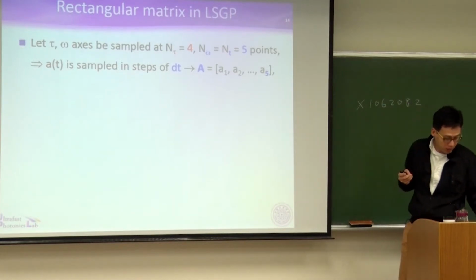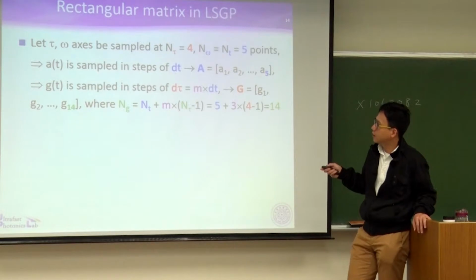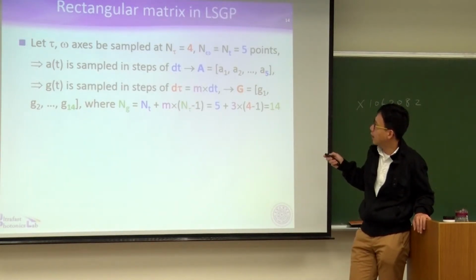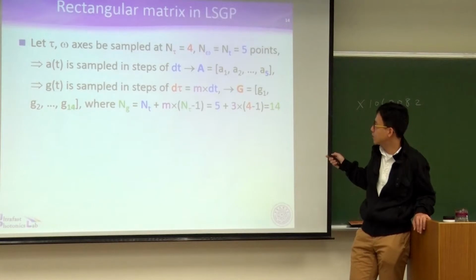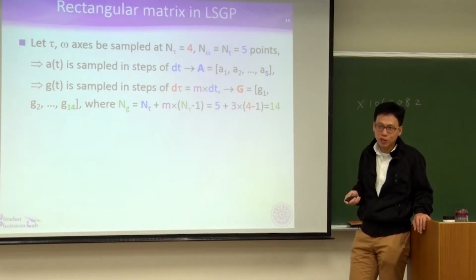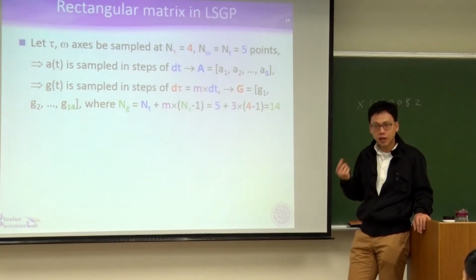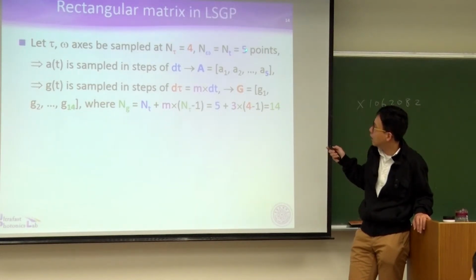Okay? But the sampling of the gate pulse is different. Be careful, G of t is not sampled at 4 points. It's neither 5 points nor 4 points. It's sampled by 14 points, according to this formula here. Okay. 所以它到底该被取样几个点，是用这个公式决定的。Okay. The blue one is here.